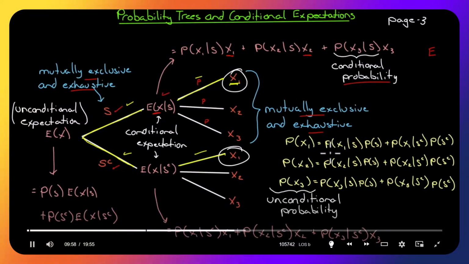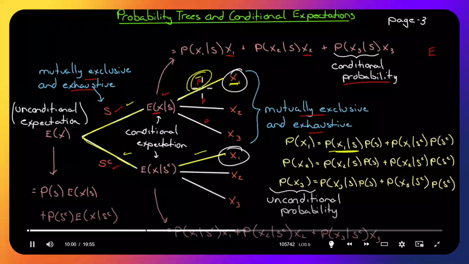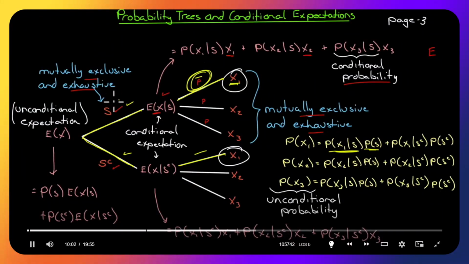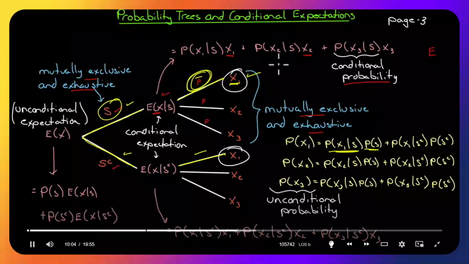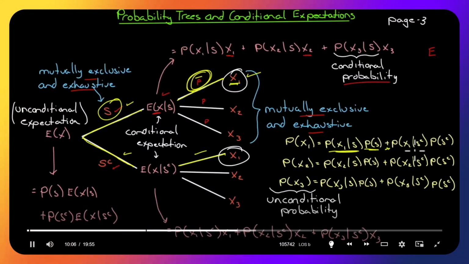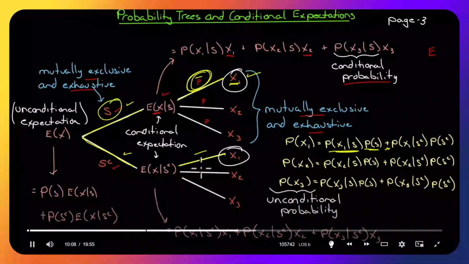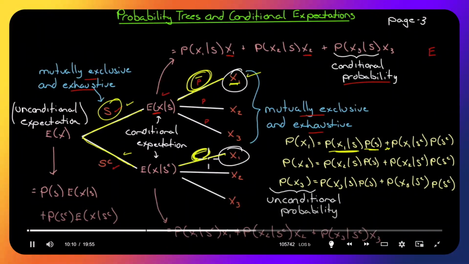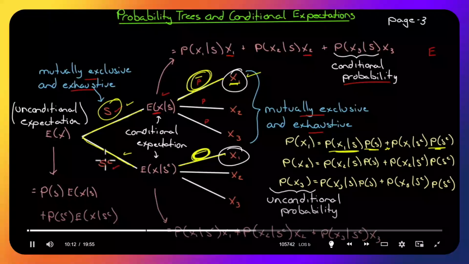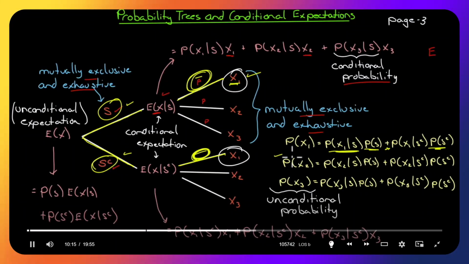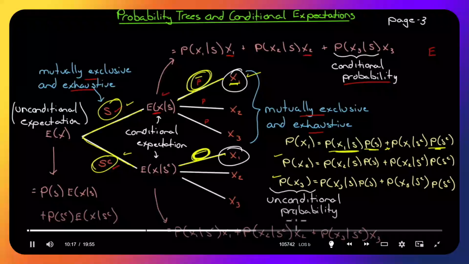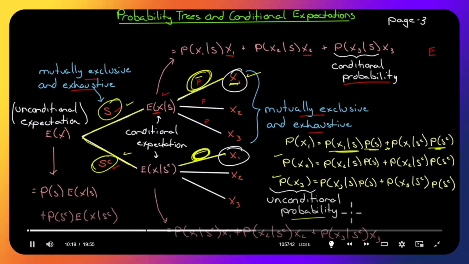So it would be the probability of X1 given S, right here, multiplied by the probability of S, that's this probability, plus the probability of x1 given SC, which is over here, multiplied by the probability of SC. And we do the same for x2 and the same for x3. These are called unconditional probabilities of x1, x2, x3.